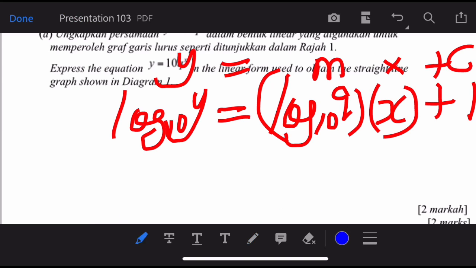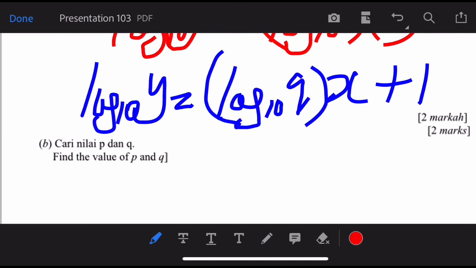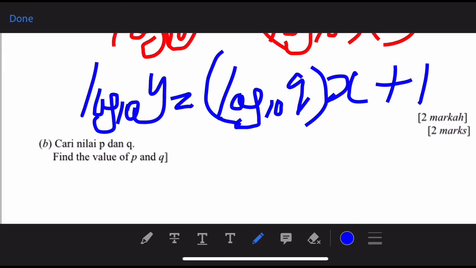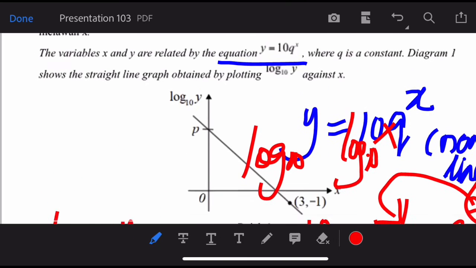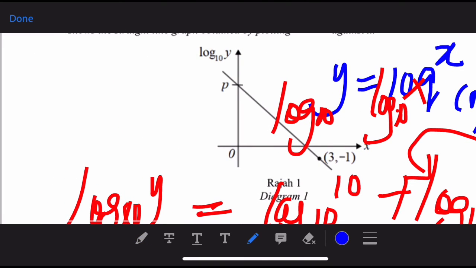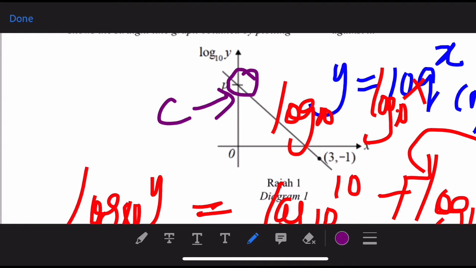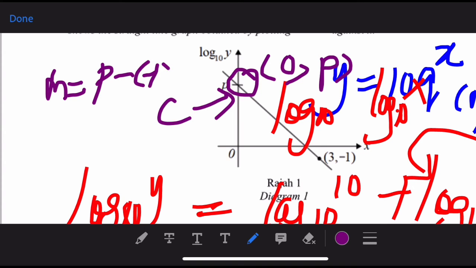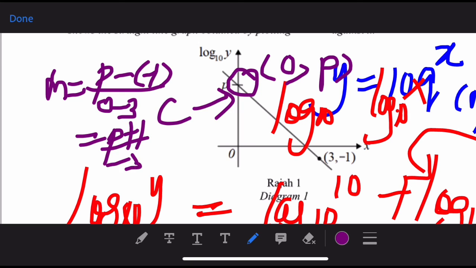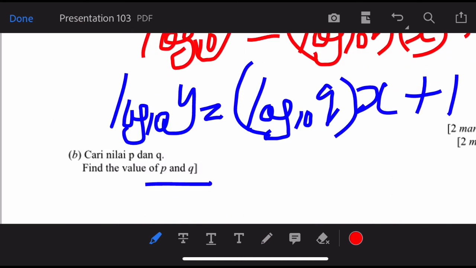All right, okay, so your question is a linear law, but you have to apply logarithm. Then finally you have to find the values of p and q. Okay, how to find the values of p and q? We have to use a graph. That means the intercept here is c, right? C is where the straight line cuts the y-axis, so we can write (0, p), and we work out the gradient as p minus negative 1 over 0 minus 3. So the answer is p plus 1 over negative 3. That is the m.